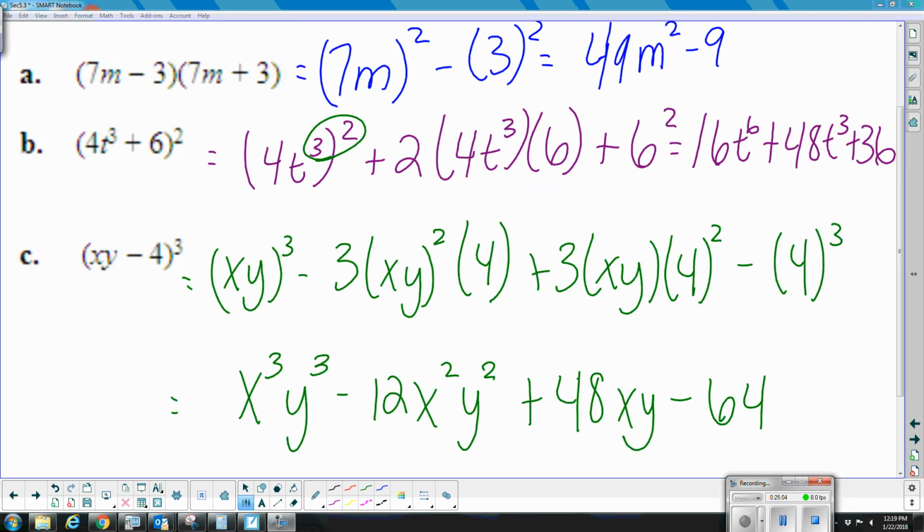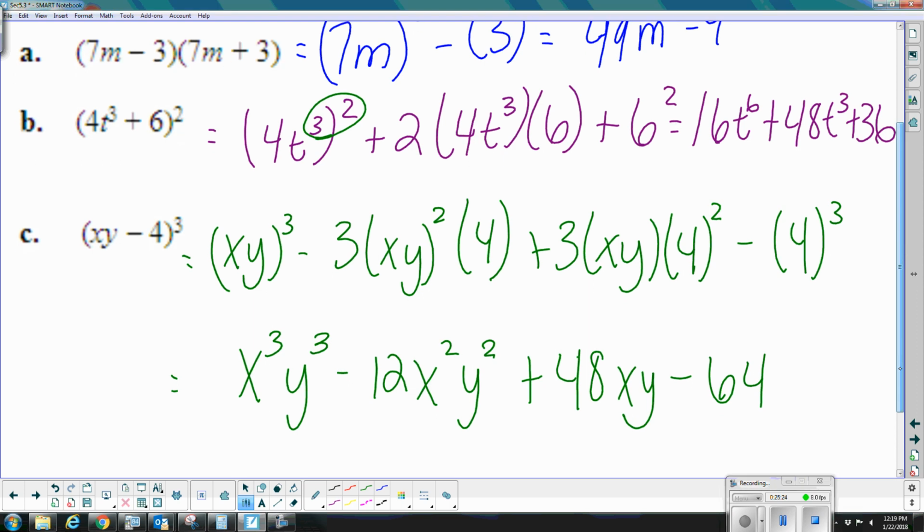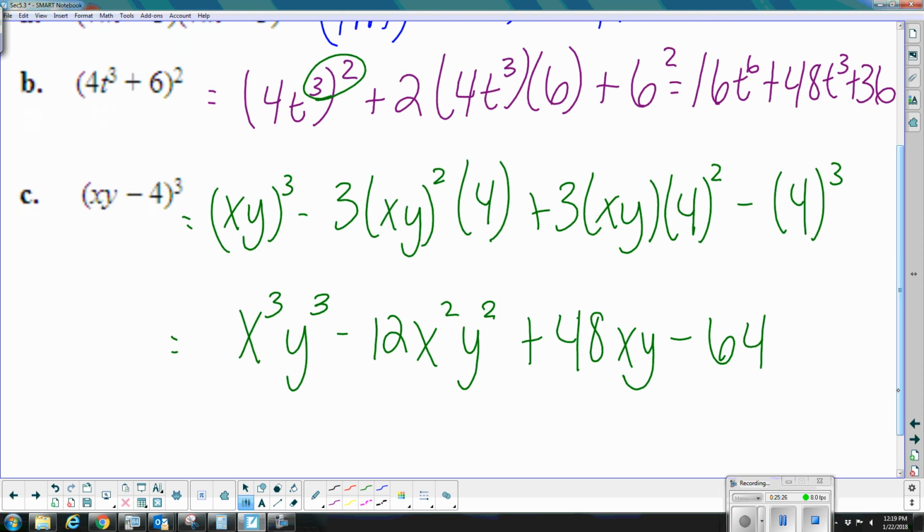And then the last one, your xy, that's your a term, and your 4 is your b term. So please double check your answer along with what you have. Your final answer should be x cubed y cubed, minus 12x squared y squared, plus 48xy, minus 64.